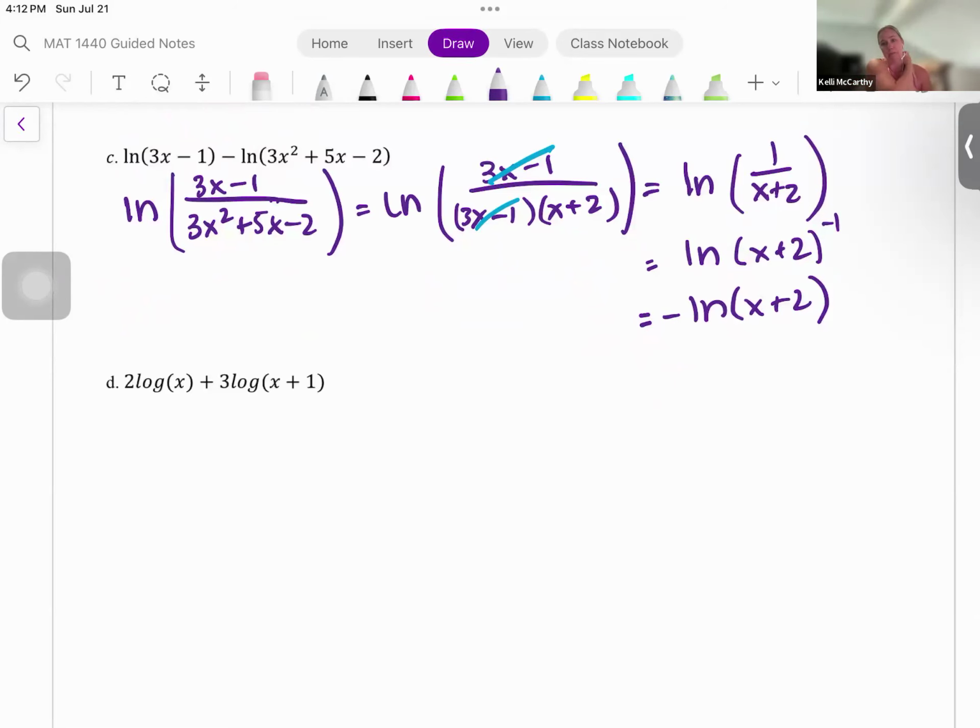These properties are really important because when you get into calculus, you're going to end up having to rewrite expressions to be able to apply other tools such as differentiation or integration. So being able to manipulate the way that something is presented allows us to do additional things with that particular expression.